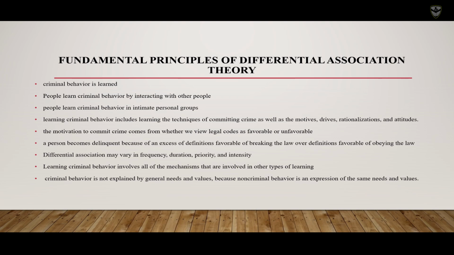Finally, criminal behavior is not explained by general needs or values because non-criminal behavior is an expression of the same needs and values. Here, according to differential association theory, they've not tried to explain that you commit crime because of your general need or value, but probably because you want acceptance from that particular group, you might tend to commit crime.